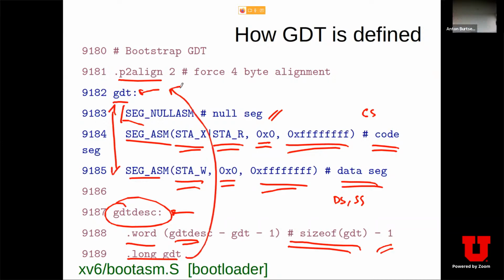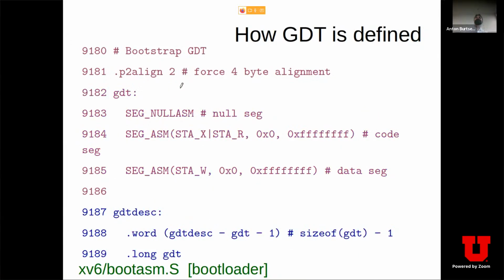Okay, let me stop here, and we'll continue booting. Essentially, we'll see how this GDT is used and how we'll get to load the kernel. So it will happen on Thursday.